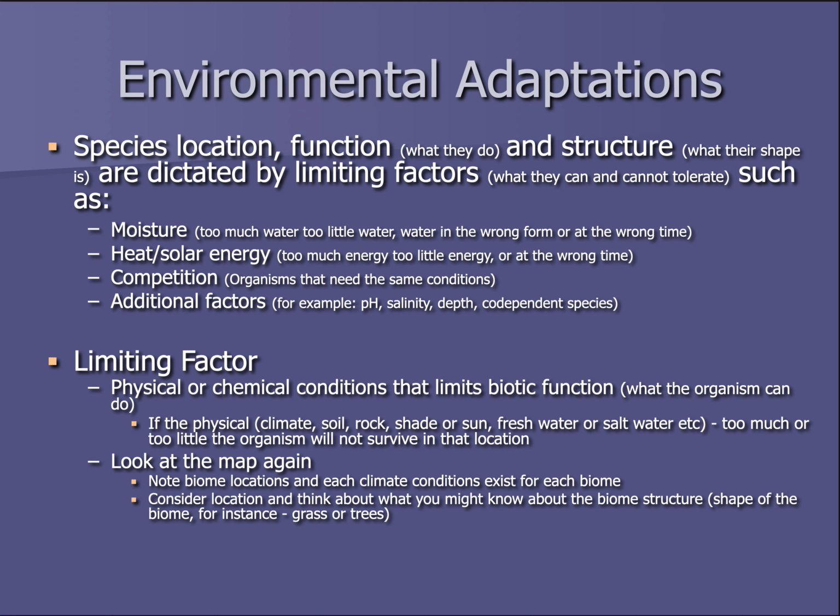Structure is how you're capturing that energy, how you're storing that energy, and how it gets then transferred on somewhere else. All of those things, both the function and the structure, are dictated by something called limiting factors. And a limiting factor is what is going to prohibit a plant or an animal from existing in a particular location. So the big limiting factors are moisture. Is there too much moisture? Is there too little moisture? How does that moisture come?